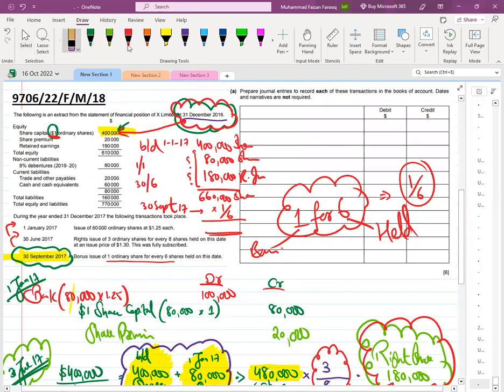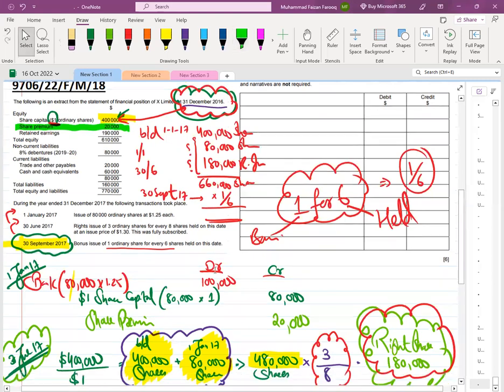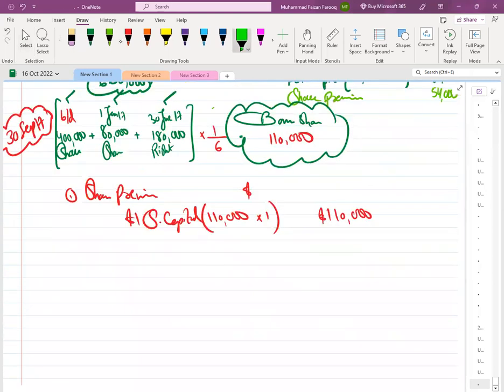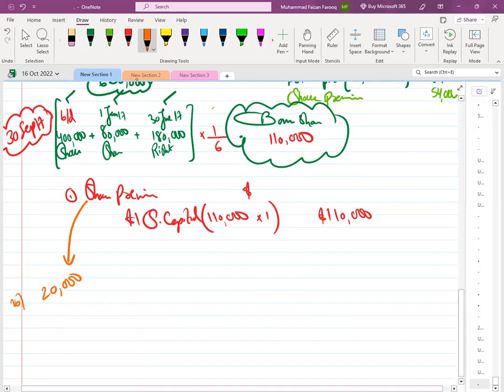Yes, sir. I need your help. I'm highlighting in green the share premium, how much it was. 20,000. Okay, wait carefully. I'm doing the working in orange color. It was 20,000, right? Yes.